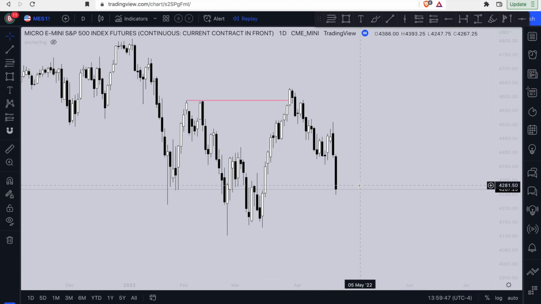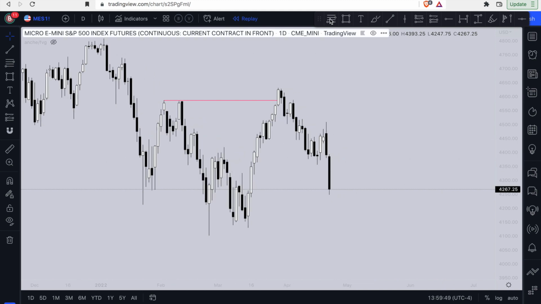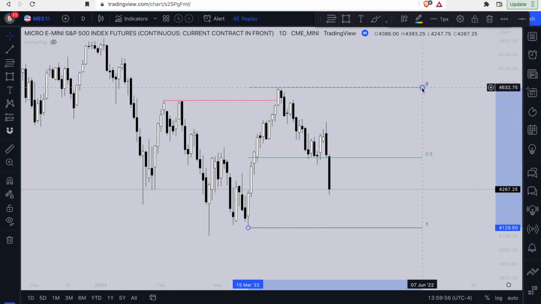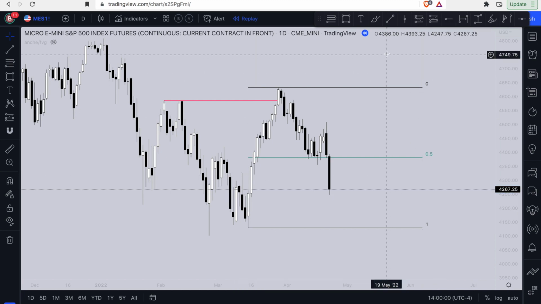So now we can start to look for inside of this dealing range. We have a discount array, which is our fair value gap down here. That's the low hanging fruit below equilibrium. So this is what we think our draw on liquidity is.